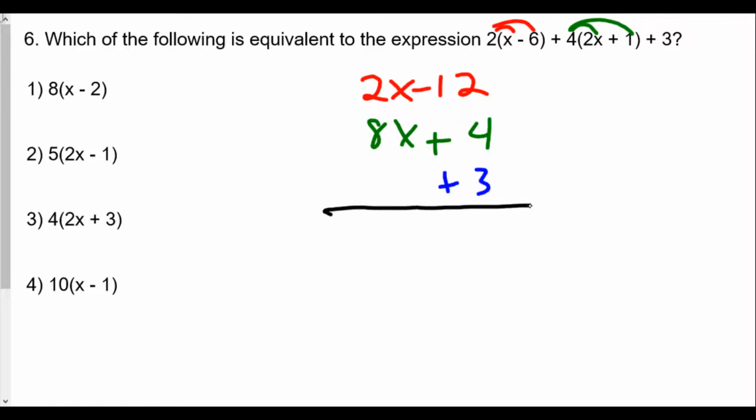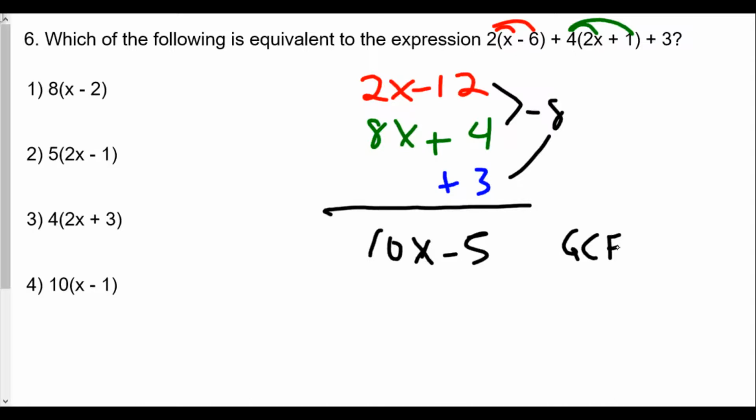And so you have negative 12 plus 4 plus 3. Well, negative 12 plus 4 would give us a value of -8. And then -8 plus 3 would give us -5. And of course, 2x plus 8x is 10x. So 10x minus 5. Now, one of the things we have to see in this case is that we can distribute all these, but we can also factor using our greatest common factor here. And the greatest common factor that goes into both terms would be 5. And so we factor out a 5.